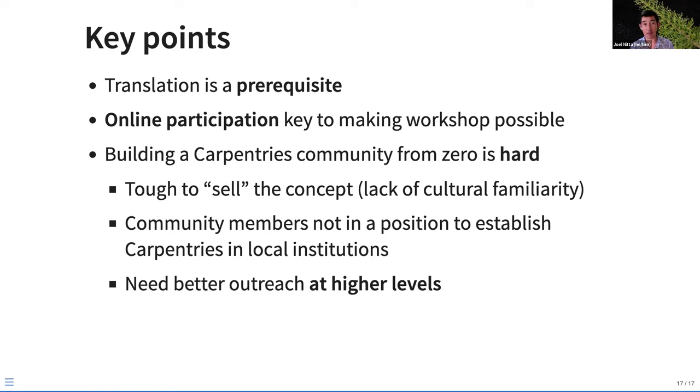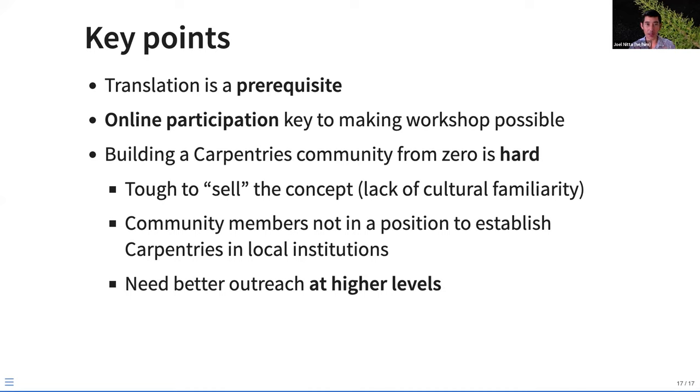The paradigm here is more that people will study on their own and absorb things on their own time, in a more one-way fashion, as opposed to lots and lots of interaction. So there's some cultural difference there that makes it hard, and it's difficult to convince people who have zero familiarity with what the Carpentries does.